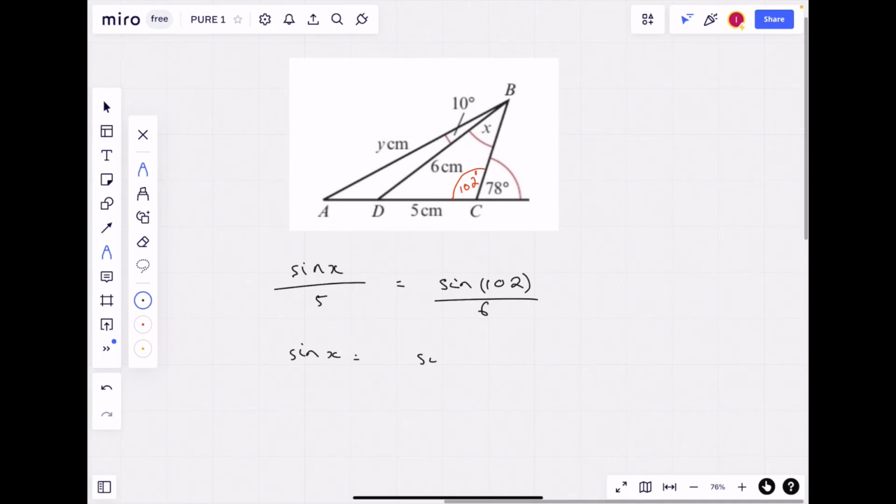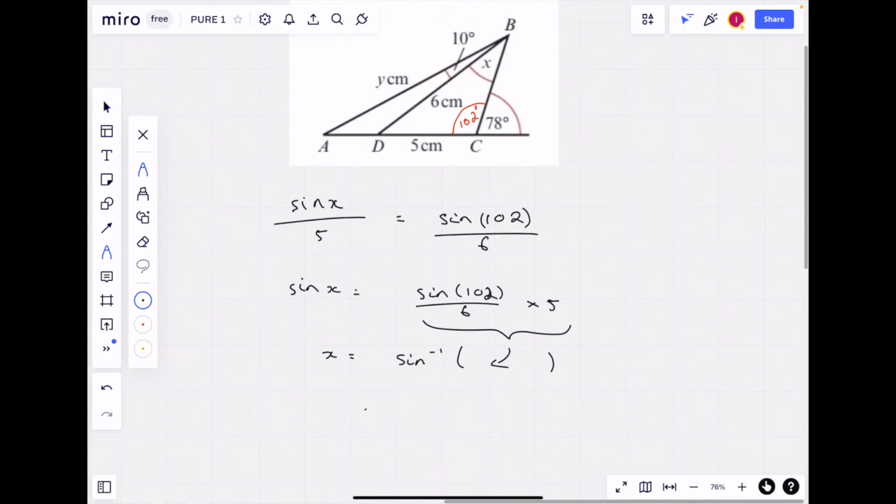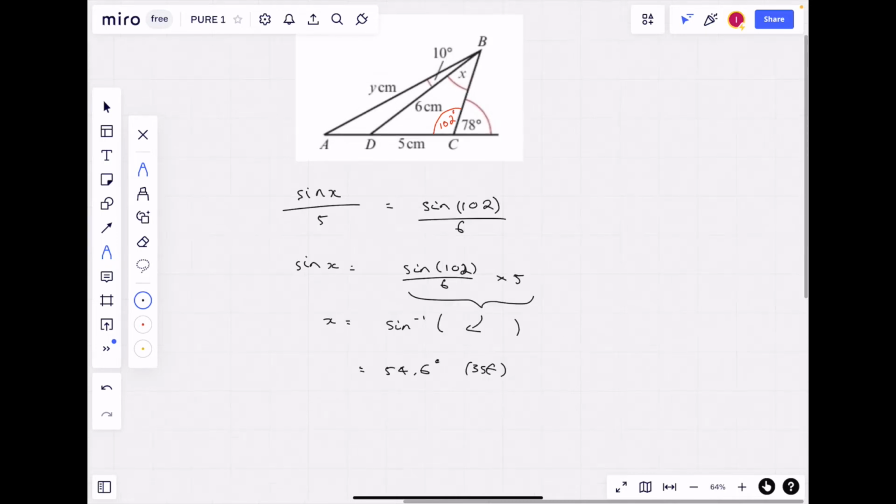We multiply sine 102 over 6 by 5, and then you do the inverse of all of this, which should give you 54.6 to 3 significant figures. And that's the angle, so degrees. Now, if we label this as 54.6, we can work out this angle here.